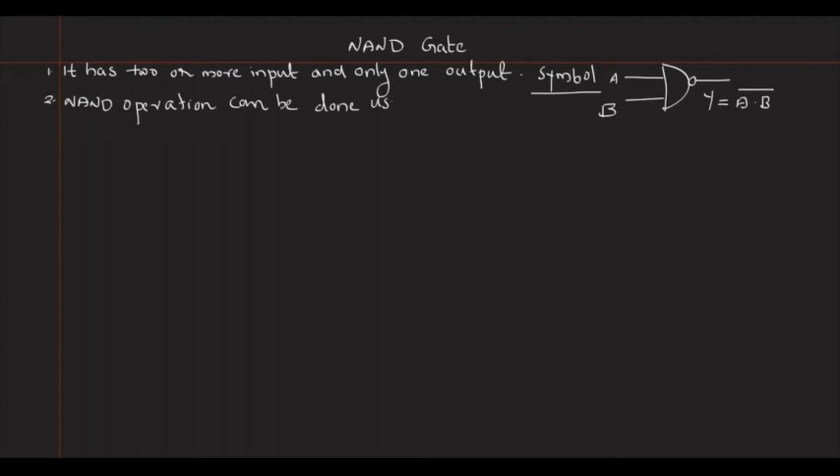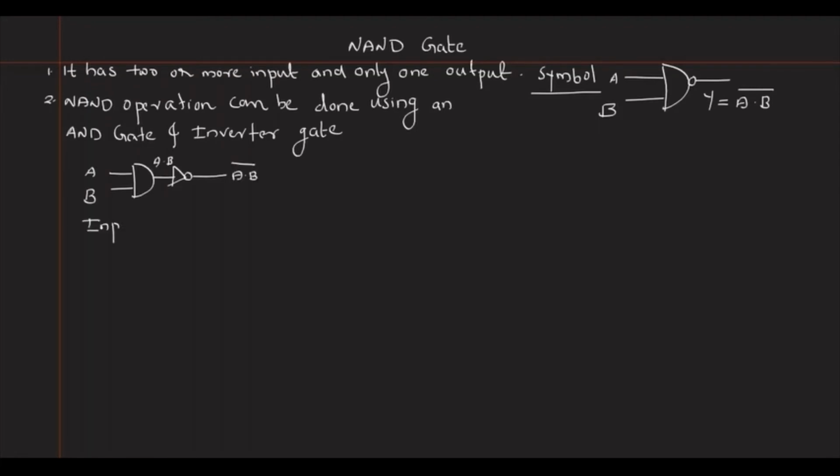The NAND operation can also be performed using a combination of an AND gate and an inverter gate. This is represented in the figure below. The output of the AND gate is A dot B, and when it is connected to an inverter gate, the output becomes A dot B complement.